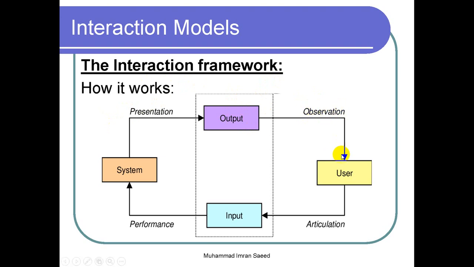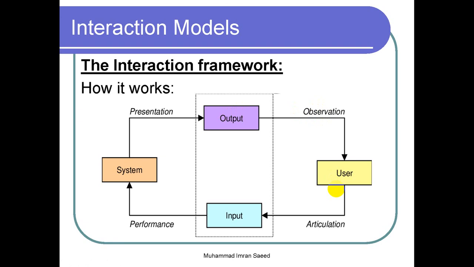So I can say that we have 4 different processes that are going on. The user articulates, or tells the computer what to do, in the form of input. The system executes that, and then presents that, okay, it has been done, in the form of output, and that output is either shown on the screen, in a printout or anything else, and then the user observes. Now let me give you an example from real life.